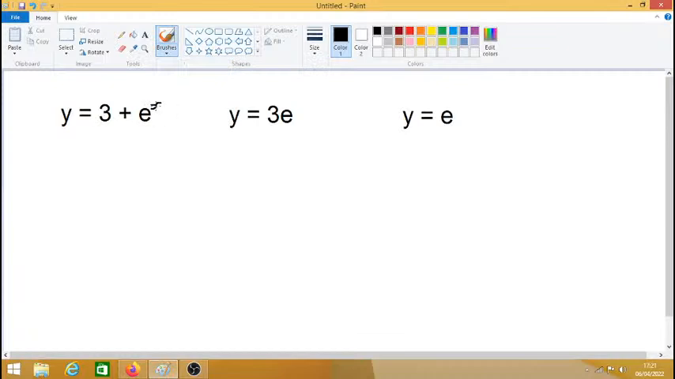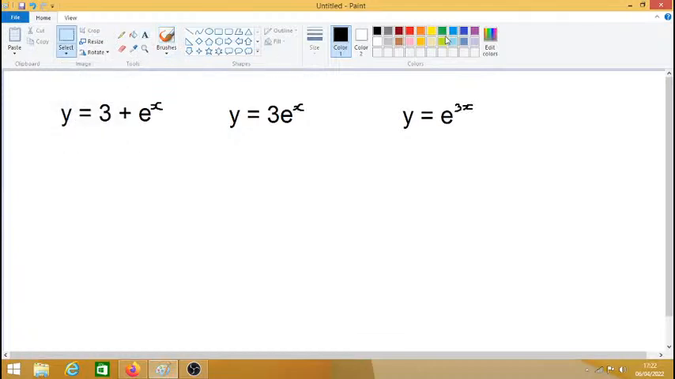The first one, y equals 3 plus e to the x, what would that differentiate to? If that's easy for you, then 3 times e to the x. Think about that. And then the final one, e to the power 3x.